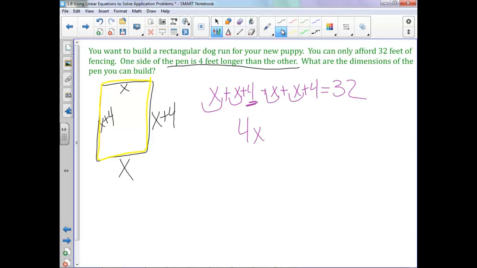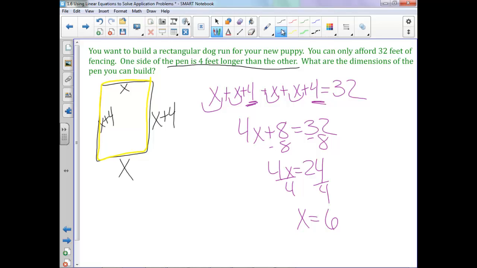When we combine our 4's, plus 8, subtract our 8, 4x equals 24. Divide both sides by 4, and x equals 6. But we want the dimensions of the whole pen. So that means this is 6 and this is 10. So the dimensions are 6 feet by 10 feet.